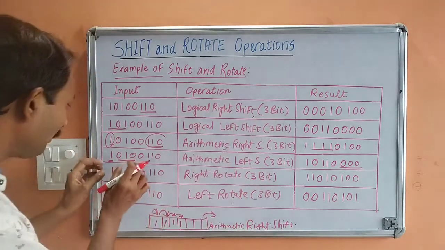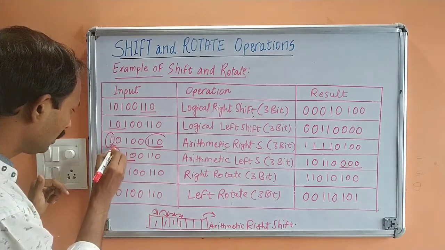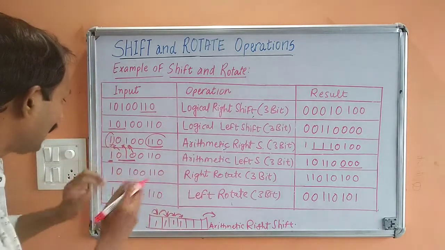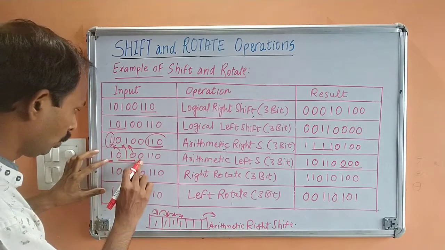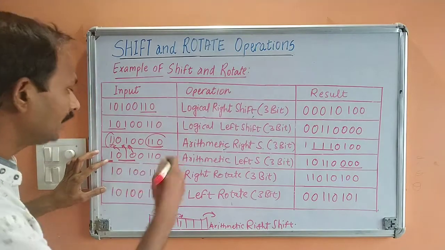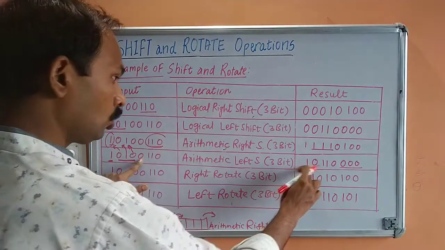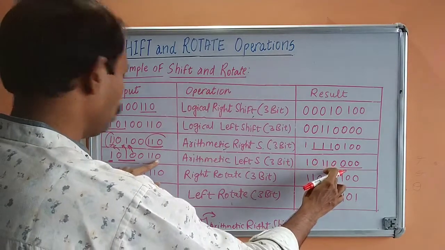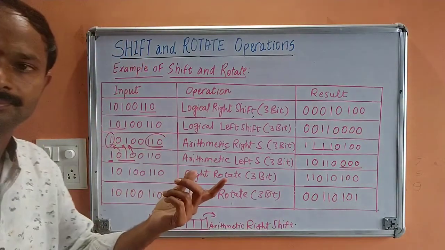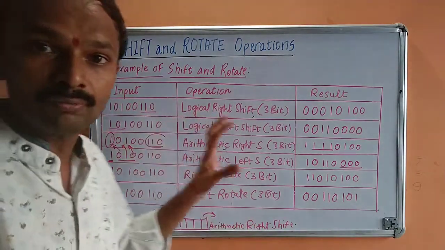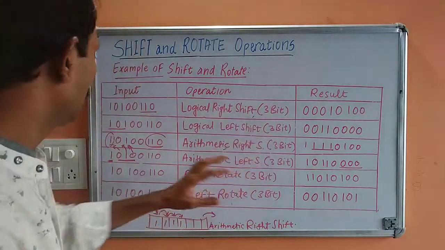So if these 3 bits will go out one by one, right? This is, and this is. If they will go out, so what will happen? What will be the answer? 1 0 1 1 0 and 3 times 0. Right? Understanding? Now, after understanding this shift operation, let's move to the rotate operation.